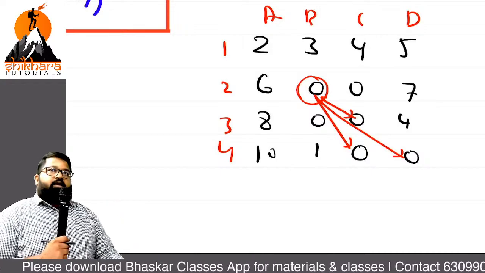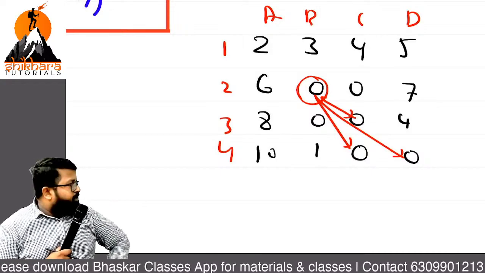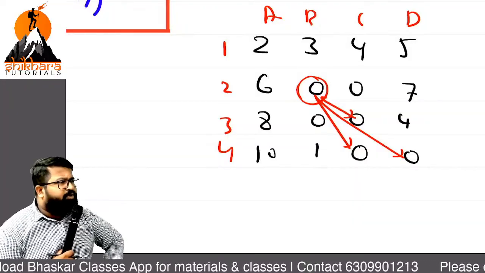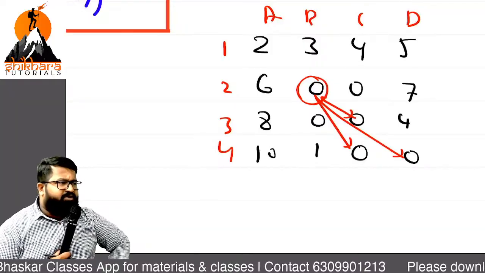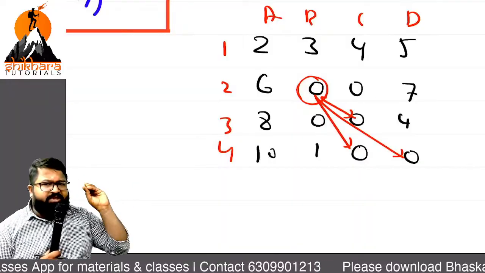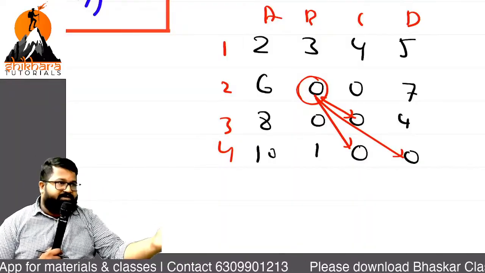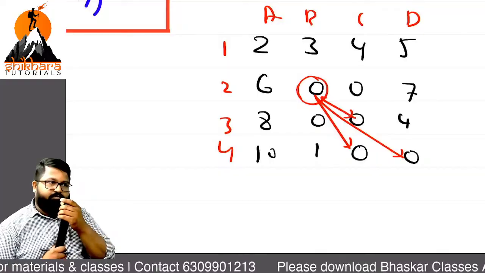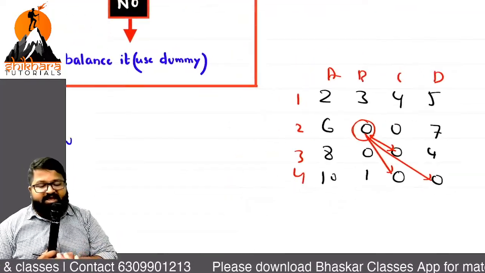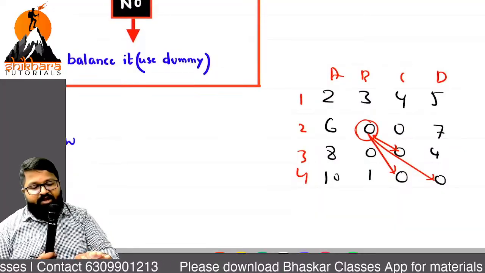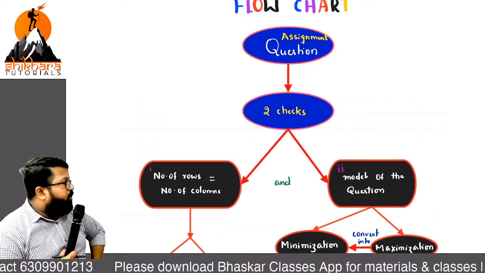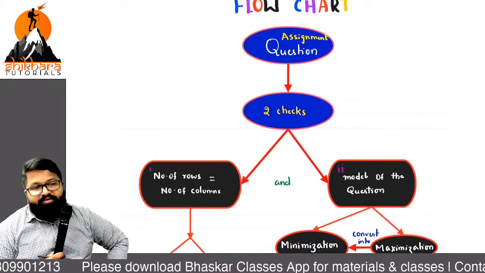Regarding the assignment, what is meant by assignment? Assigning men or a machine a particular task so that the company's target will be achieved. It can be profit maximization or cost minimization. What are the steps? Before the steps, what are the 2 checks? What is the objective, maximization or minimization? If it is maximization, convert into minimization. If it is minimization, go with the steps.